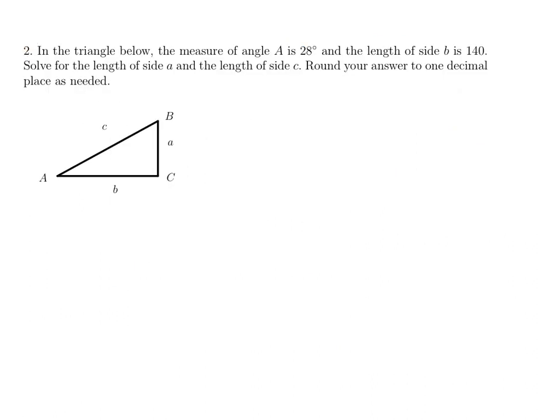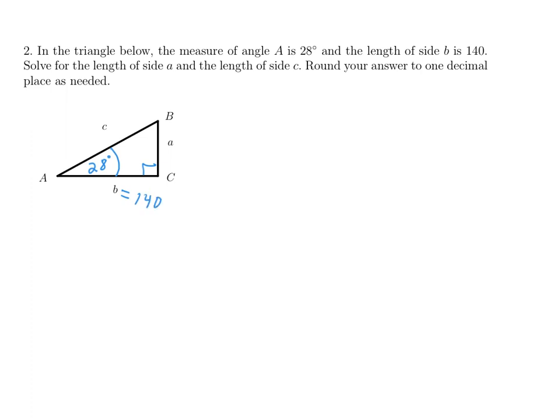In question 2, we're told about this right triangle below. It isn't stated that it's a right triangle, but this looks like a 90-degree angle. We're told that the measure of angle A here is 28 degrees. I'm going to go ahead and fill that in. This is 28 degrees. We're also told that the length of side B, so this B over here, is 140.